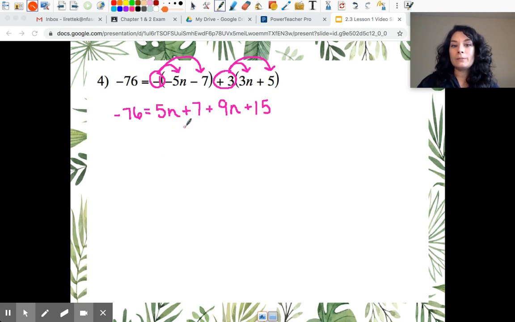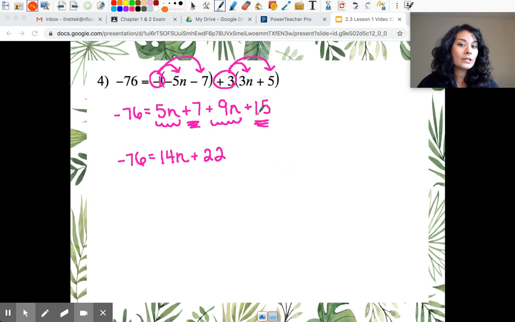Step 2, I look for terms to combine. I have a variable term and a variable term. Both are positive, so I can add them together and get 14n. I also have a constant and a constant. I can add those together because they're both positives, and I get a positive, let's see, that's going to give me 22, if I'm doing that correctly in my head. If you're not sure if you're doing it correctly in your head, stack the numbers off to the side and add down the columns. 7 plus 5 gives me 12, carry the 1, 1 plus 1 is 2. So there's my answer for that number.